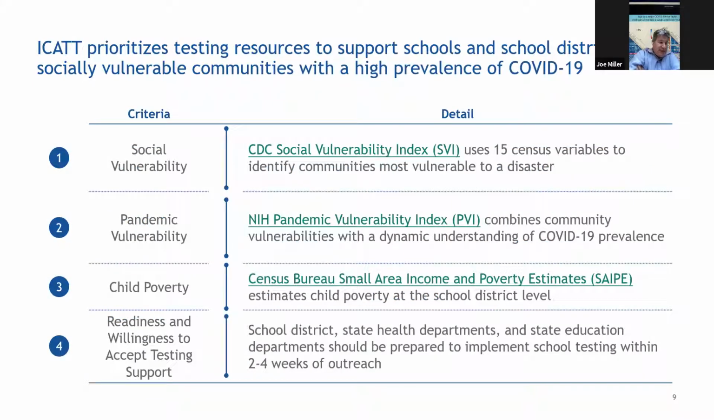Again, ICATT will be targeting school districts that are in socially vulnerable communities with a high vulnerability to COVID-19. This slide describes some of the criteria that we'll be using to evaluate participation in the program. Criteria 1, 2, and 3 are quantitative measures, while 4 is more of a qualitative measure. We will prioritize schools that are capable of acting immediately to implement testing. Thus, for number 4, a statement demonstrating readiness in your application will be sufficient for that criteria.